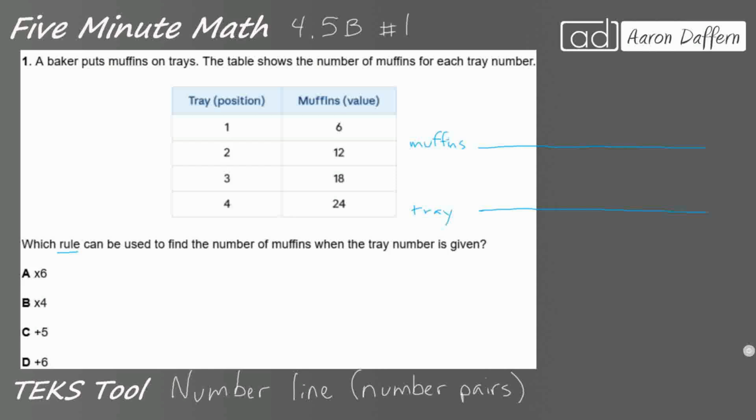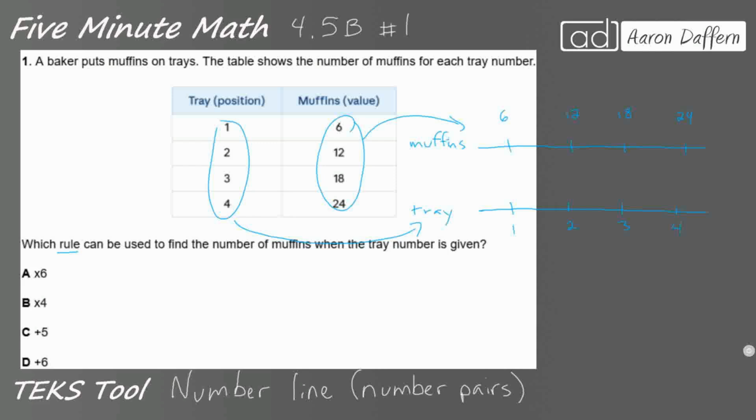So what I want to do is just mark like I would a number line, 1, 2, 3, 4, my trays. And then right above that, on the other number line above, I'm going to put the corresponding muffin value. So 6, 12, 18, and 24. As you can see, I basically took this right here and rotated it and put it there. And I took my muffins, rotated it, and put it here.